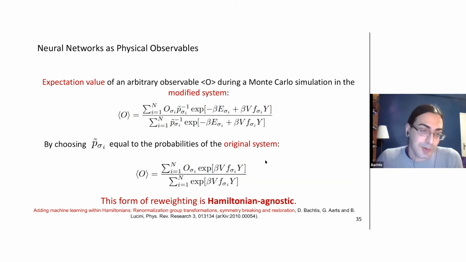So the important observation is that this form of reweighting is Hamiltonian agnostic. So what I mean by this is that, as you can see in this expression, the Hamiltonian or the action of the system does not appear. So to use this form of reweighting, one only needs a certain set of configurations and a neural network to train these configurations on. They don't need to know what is the form of the action or the Hamiltonian that produced these configurations.